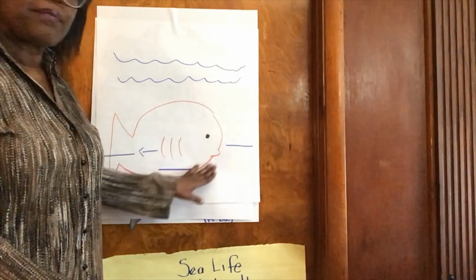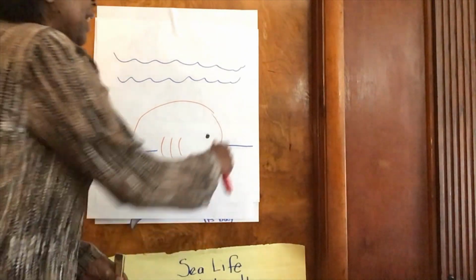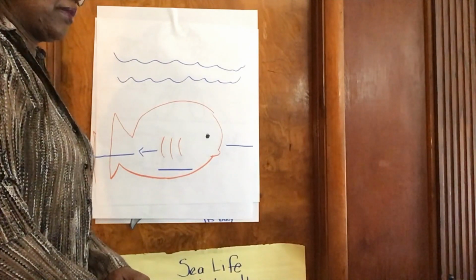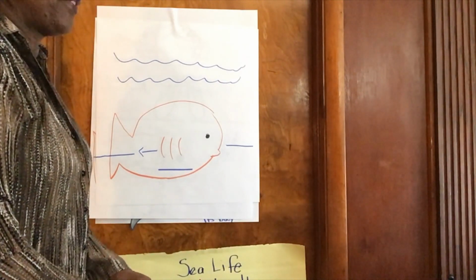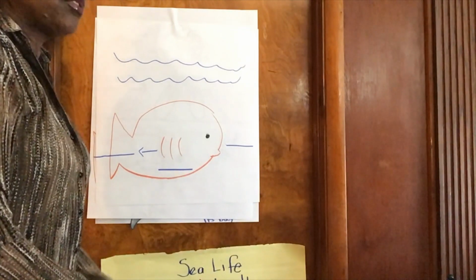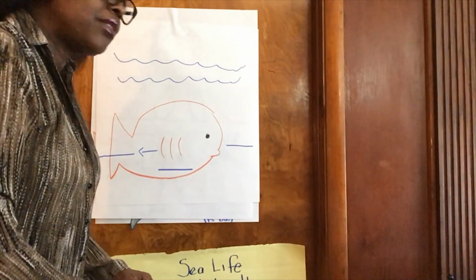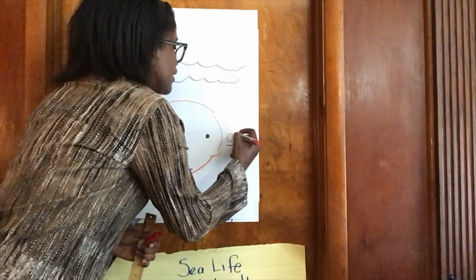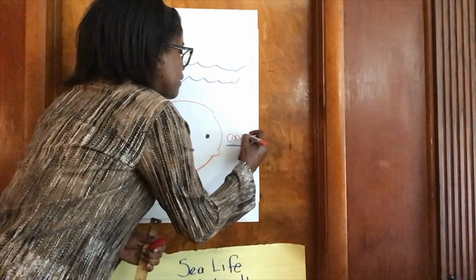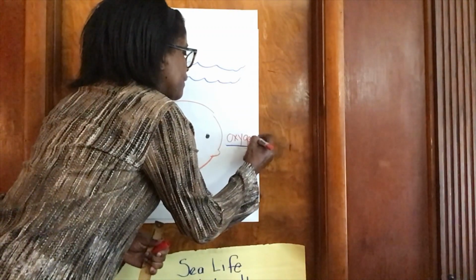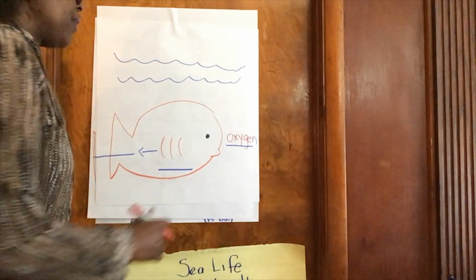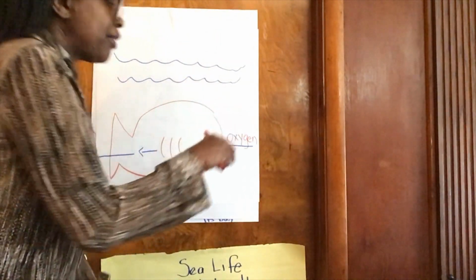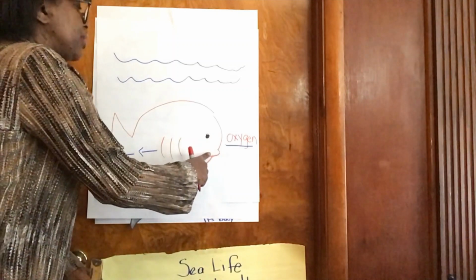Now, we have a fish, and he's underwater. And in the water, what gas do we have in the water? Do we have nitrogen? Do we have oxygen? What did I hear? That's right, friends, oxygen. In the water, there's oxygen. And that's what the fish, when they go like this, are taking in, oxygen.